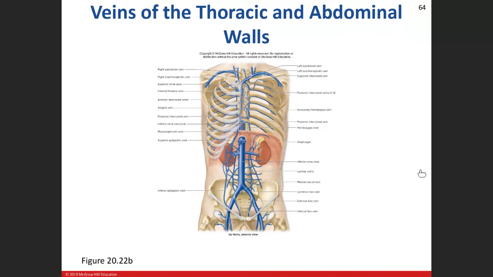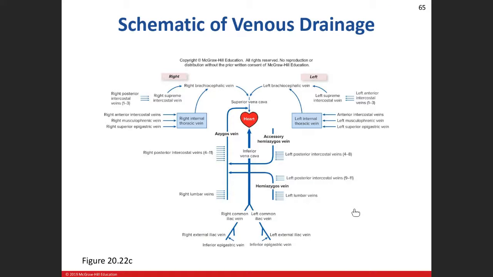Zoom out. This little schematic may be helpful, or it may confuse you more. I apologize if it does. Basically it explains that here's your azygous vein on the right side, and it's going to receive the posterior intercostal veins, and the lumbar veins are going to drain right into that. The azygous vein drains directly into the superior vena cava.